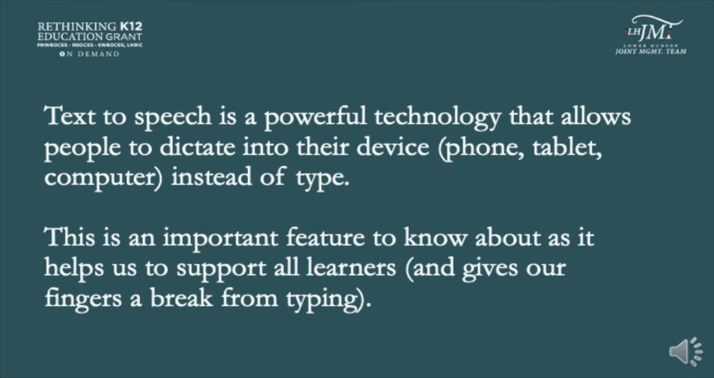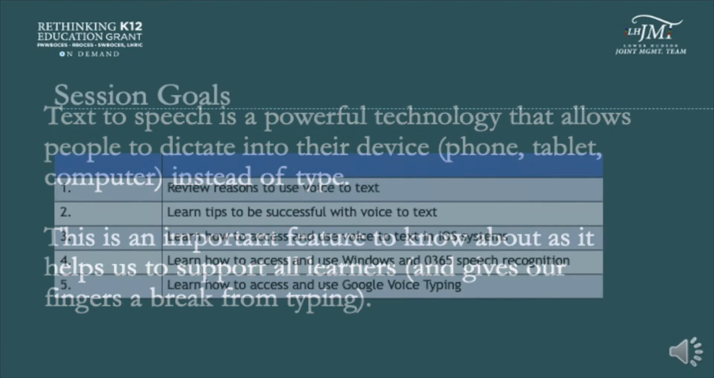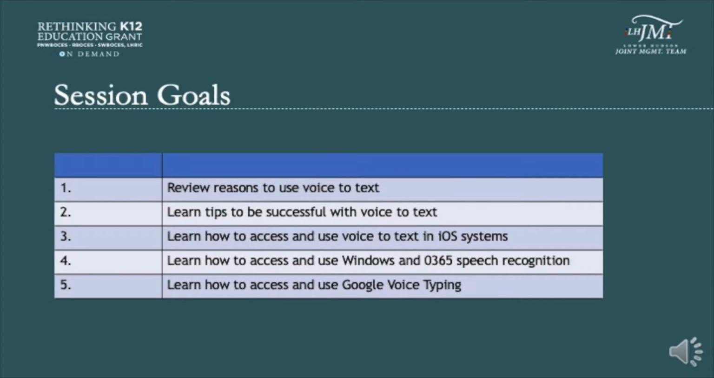Text-to-speech is a powerful technology that allows people to dictate into their device instead of typing. It is an important feature to know about as it helps us support all learners and gives our fingers a break from typing. In this session, our goals are to review the reasons to use voice-to-text, learn tips to be successful with voice-to-text, learn how to access and use voice-to-text in iOS systems, learn how to access and use Windows in Office 365 speech recognition, and to learn how to access and use Google Voice Typing.